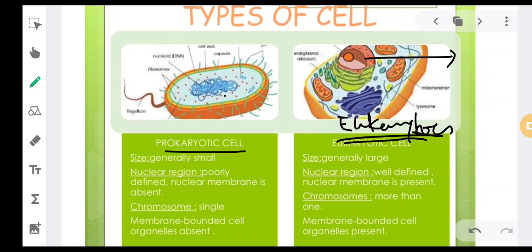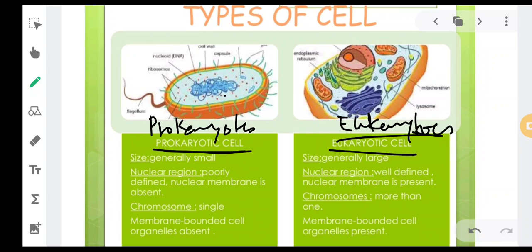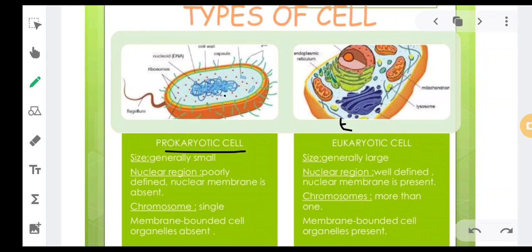If you can see over here, there is no proper nucleus and no proper nuclear membrane. Just the cytoplasm is there and the cell is there. So there is no nuclear membrane. Such organisms are called prokaryotes. The cell which doesn't have a nuclear membrane is called a prokaryotic cell, whereas a cell having a nuclear membrane is called a eukaryotic cell.